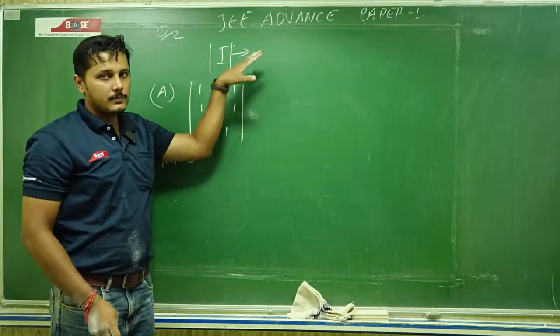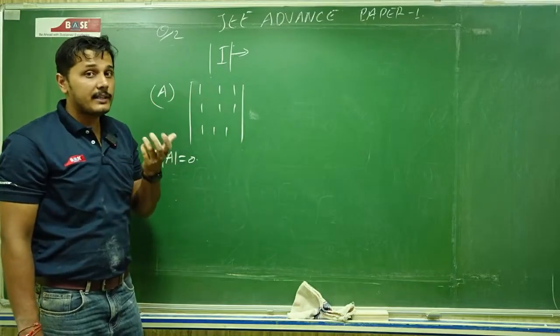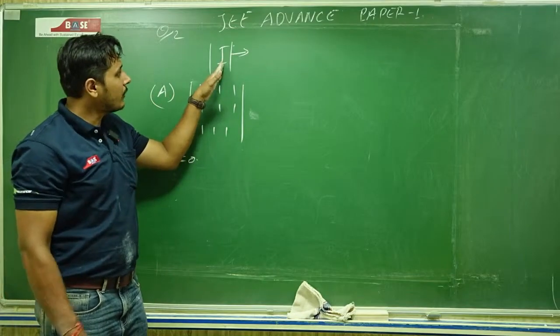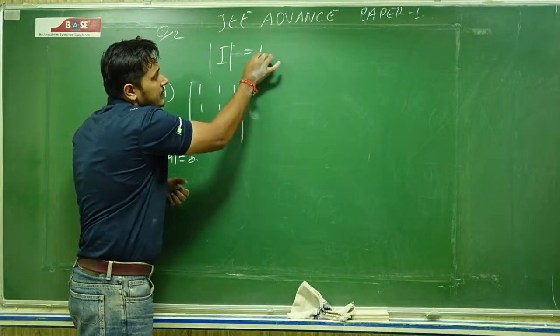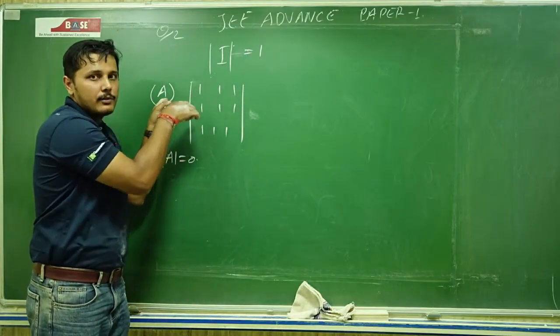When we do row column transformations, that value does not change. That's why we are able to do that. So if the determinant of I is 1, and we are getting A using the transformation, the determinant of this should also be 1.